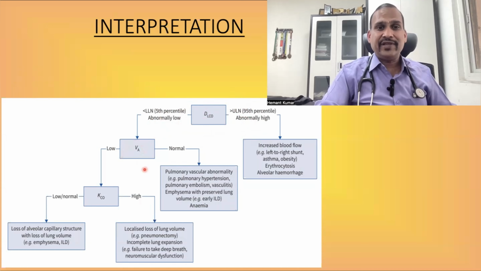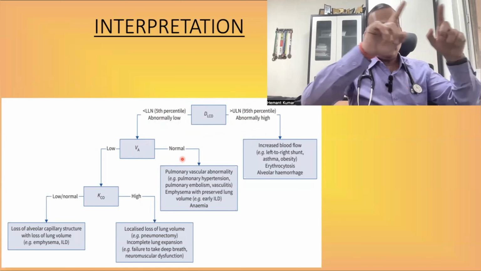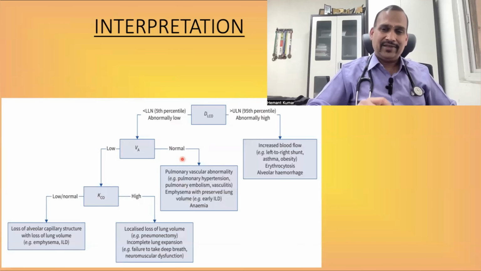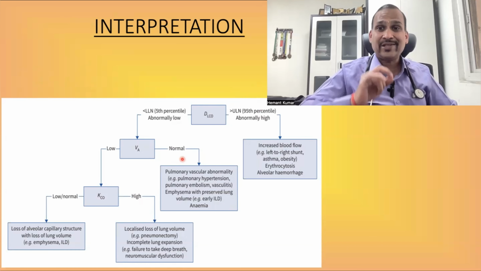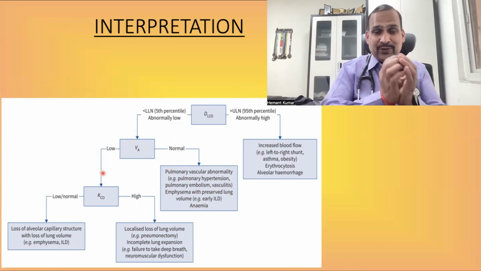First, we will see VA. If VA is normal, means lung is normal, X-ray is normal, lung volume and surface are normal, then the problem is below the lung. Most common is vascular problem like pulmonary hypertension, pulmonary embolism, vasculitis, or a rare condition, emphysema with preserved lung volume, like early ILD, or anemia.